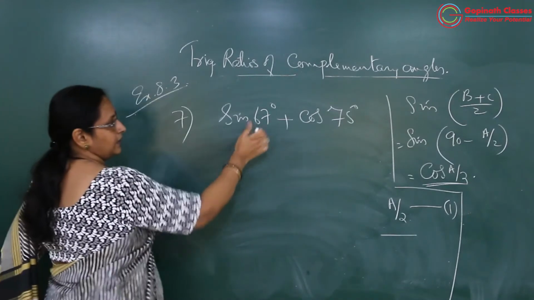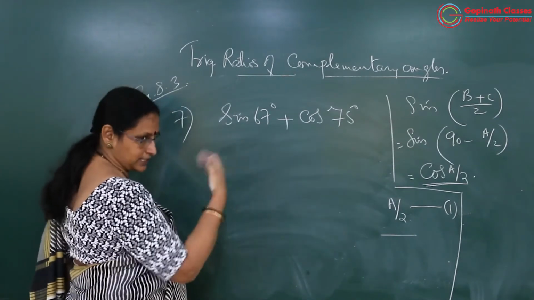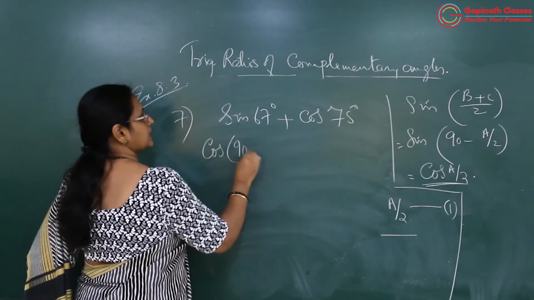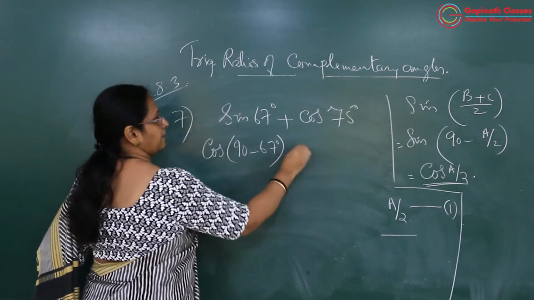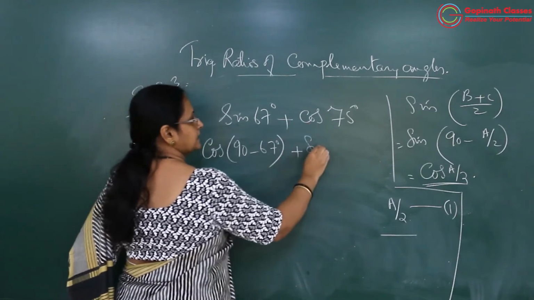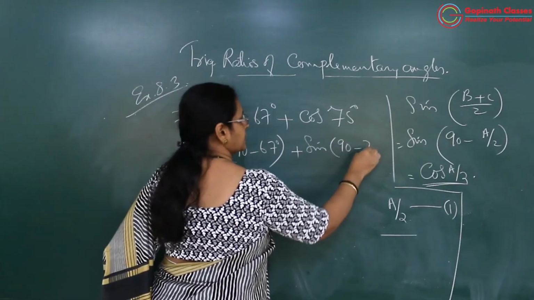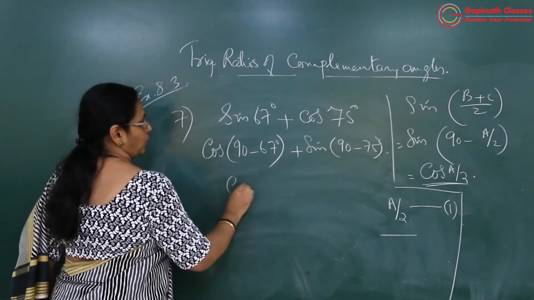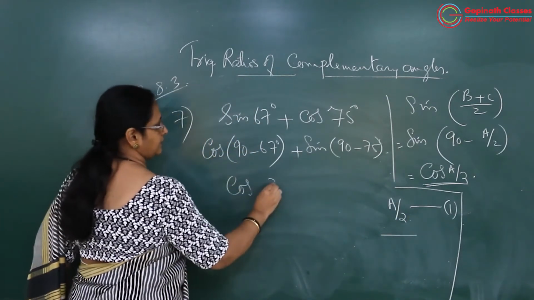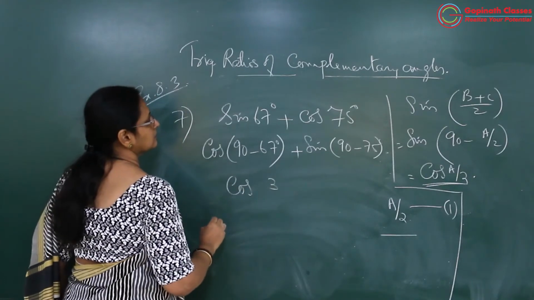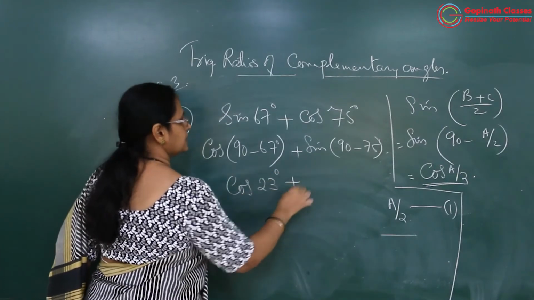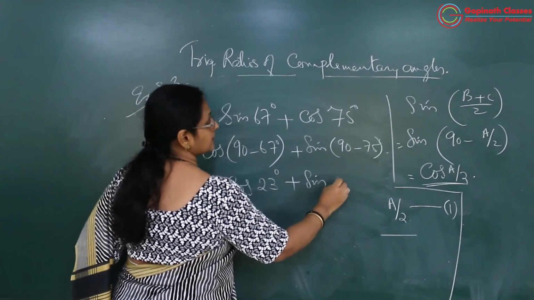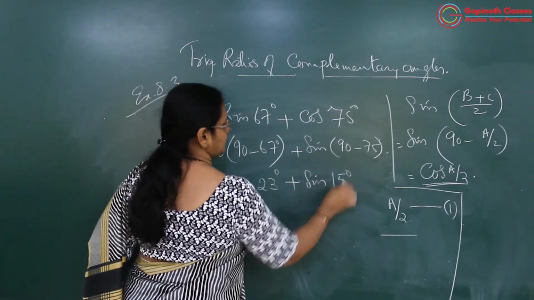So, 67 when I am changing it into small, that is 90 minus 67, sine would become cos. Cos 90 minus 67 degree plus cos would become sine, sine 90 minus 75. Cos, what is 90 minus 67? 23 degree plus sine, 90 minus 75 is 15 degree.